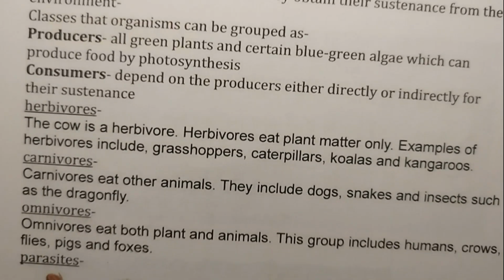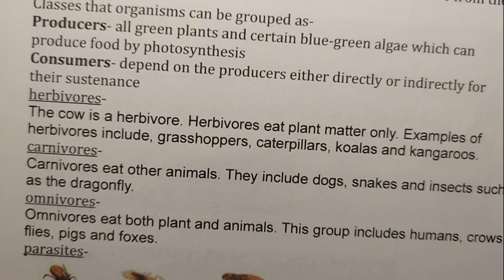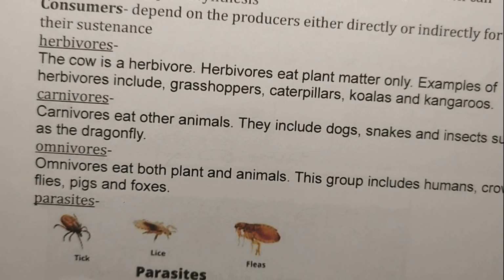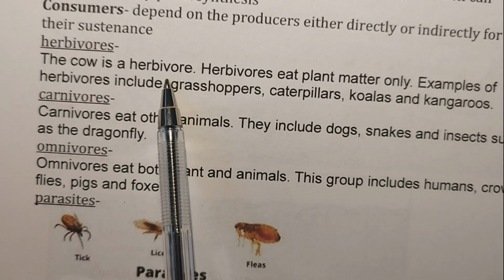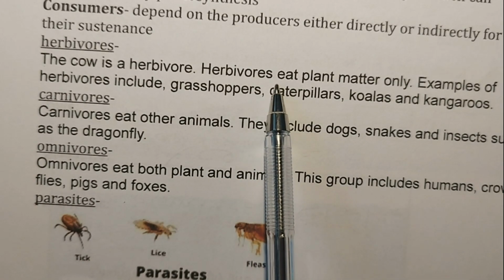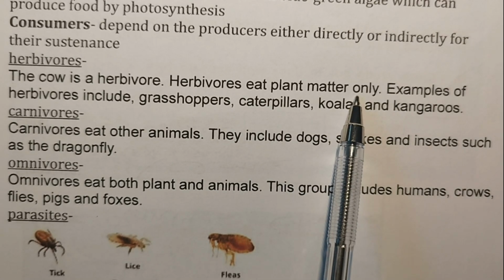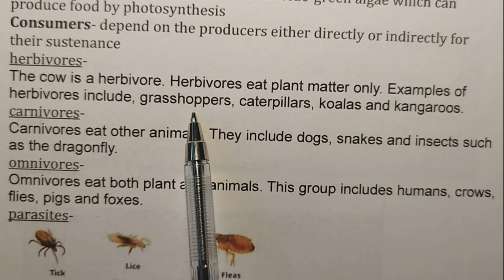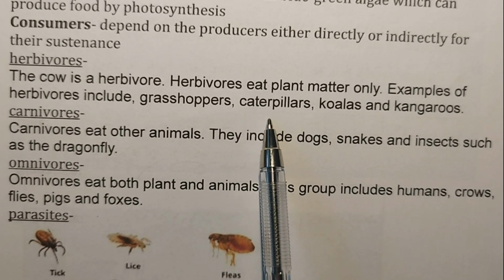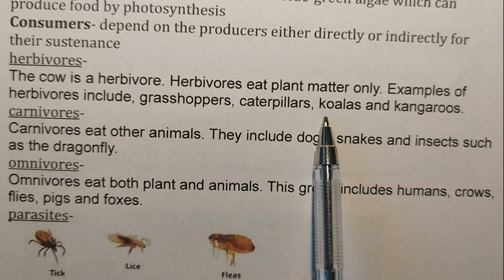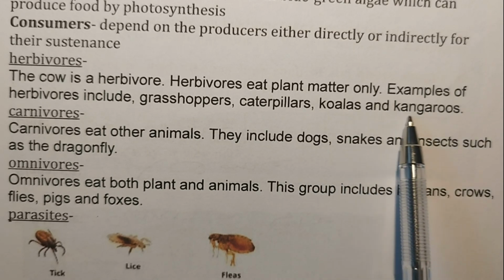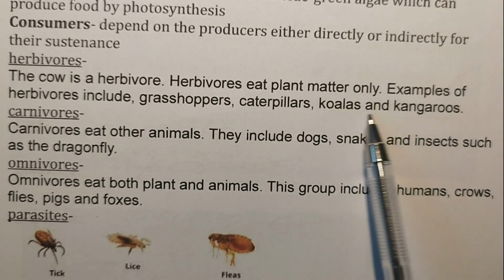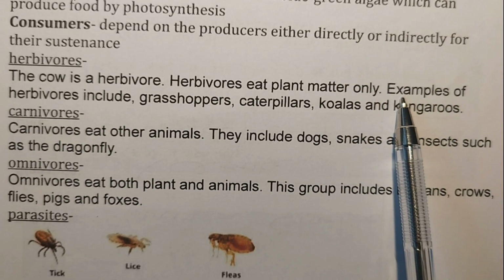So what are the types of consumers? Herbivores, you must have read this in your previous classes. The cow is a herbivore. Herbivores eat plant matter only. The examples: cow, grasshoppers, caterpillars, koalas, and kangaroos. These are vegetable or grass eaters only.